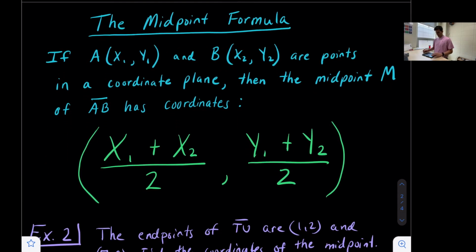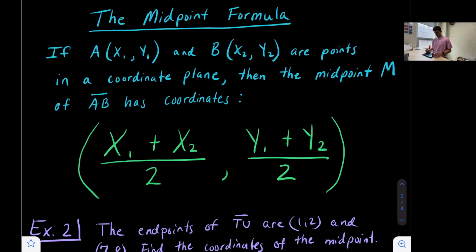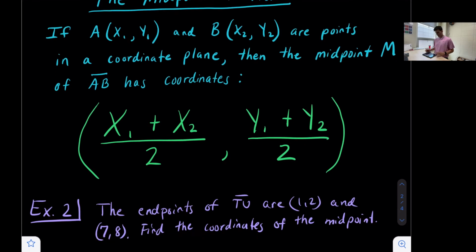All right, now we do have what's called the midpoint formula. So if we have 2 points, let's say in this case point A and point B, they're represented by their coordinates x and y. So we have x1, y1, and x2, y2. These are points in a coordinate plane. Then the midpoint M of line AB has the coordinates x1 plus x2 divided by 2, comma, y1 plus y2 divided by 2. In other words, you're just averaging the coordinates that you're trying to find the midpoint of.